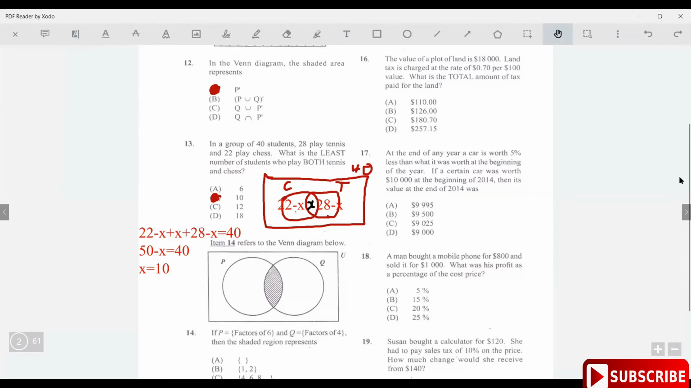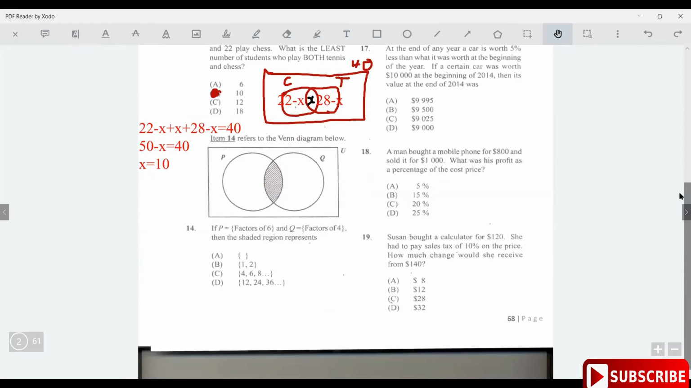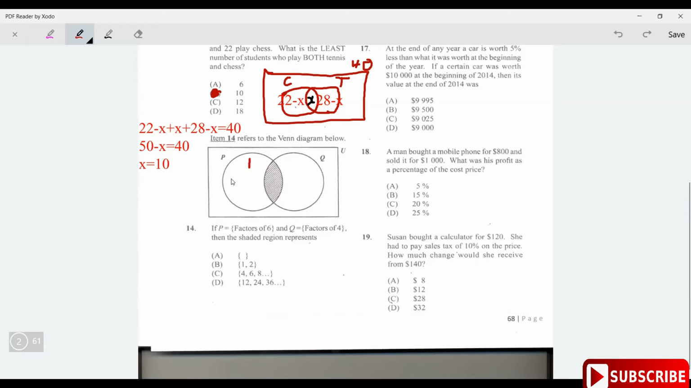Question 14. It says if P is equal to factors of 6 and Q is equal to factors of 4, then what is the shaded region? Now, first and foremost, what are factors of 6? Factors of 6 are 1, 2, 3, and 6. Factors of 6 are numbers that can be divided into 6 without leaving a remainder. Those are the factors. Factors of 4 are what? 1, 2, and 4. Now it says what would be the shaded region?